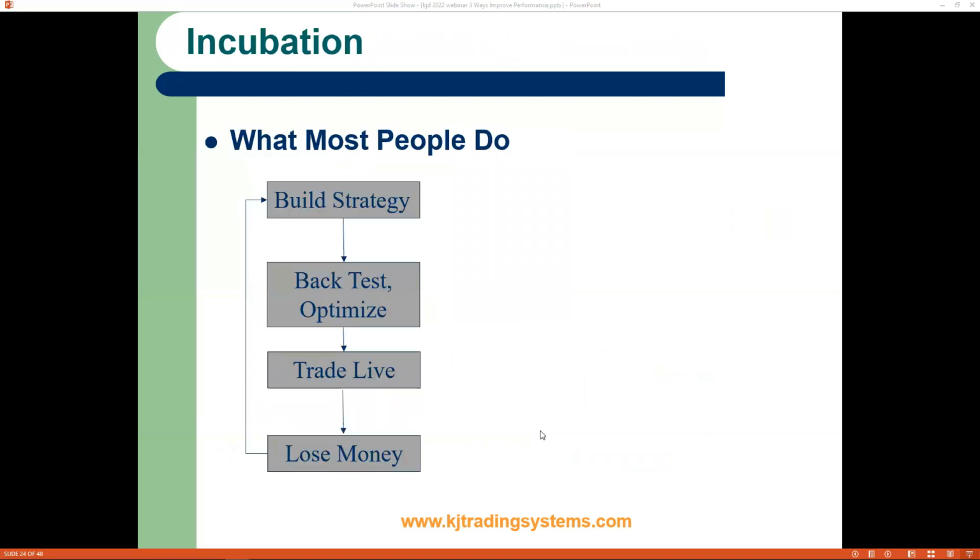Well, here's what most people do when they build a strategy. They get their rules, they back test and optimize it, and then immediately go start trading it live. And then they lose money. And of course, once they lose money, they say, oh, I just need a different strategy. And they go again and again and again.